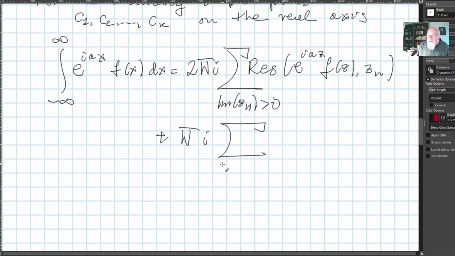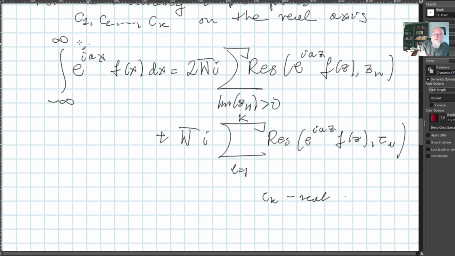the sum over the c_k, so real numbers. Just simply write l equal 1 to k. So those c_k are real, remember, real poles. So what am I getting here? The residue, again, of e^{iaz} f(z) at c_l. And that's the formula. So we derived it, we know what to do. Once you have this formula, you have the answers.